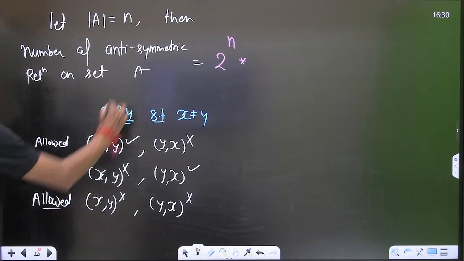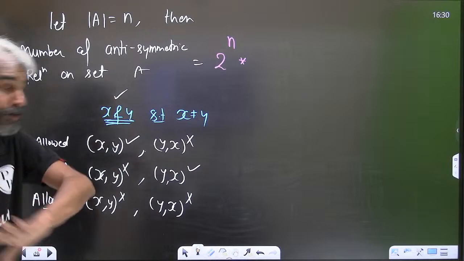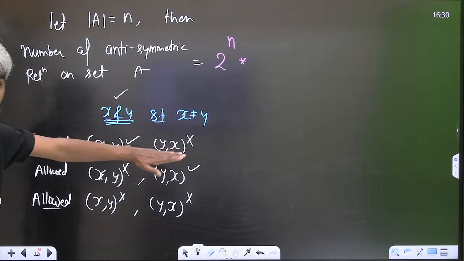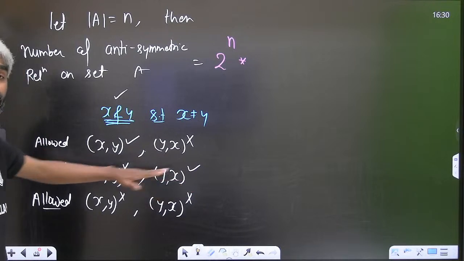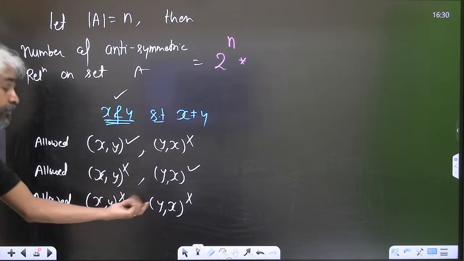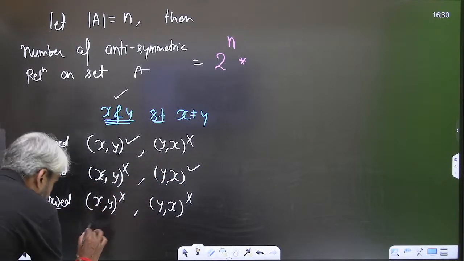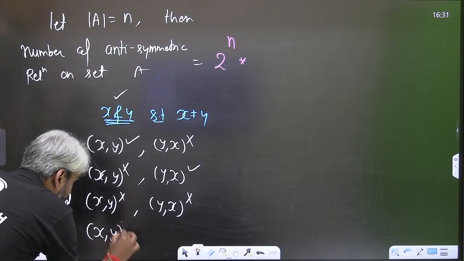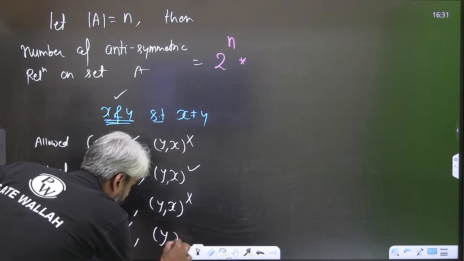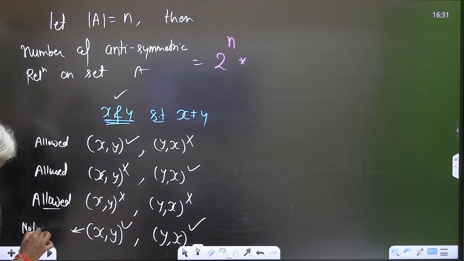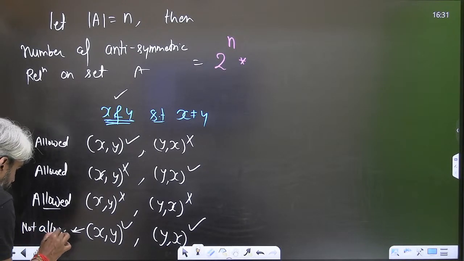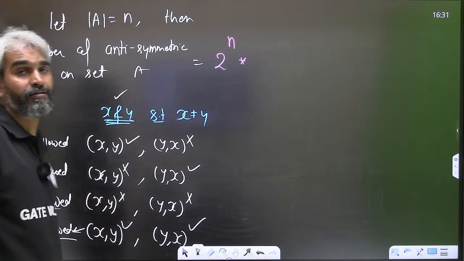But with respect to ordered pairs of x and y, there are 4 choices. One is present, another is not present: two cases. x comma y is present, y comma x is not present. y comma x is present, x comma y is not present. None of those two are present. But one case is that x comma y is present as well as y comma x. If both of them are present, then it is not allowed in a symmetric relation.